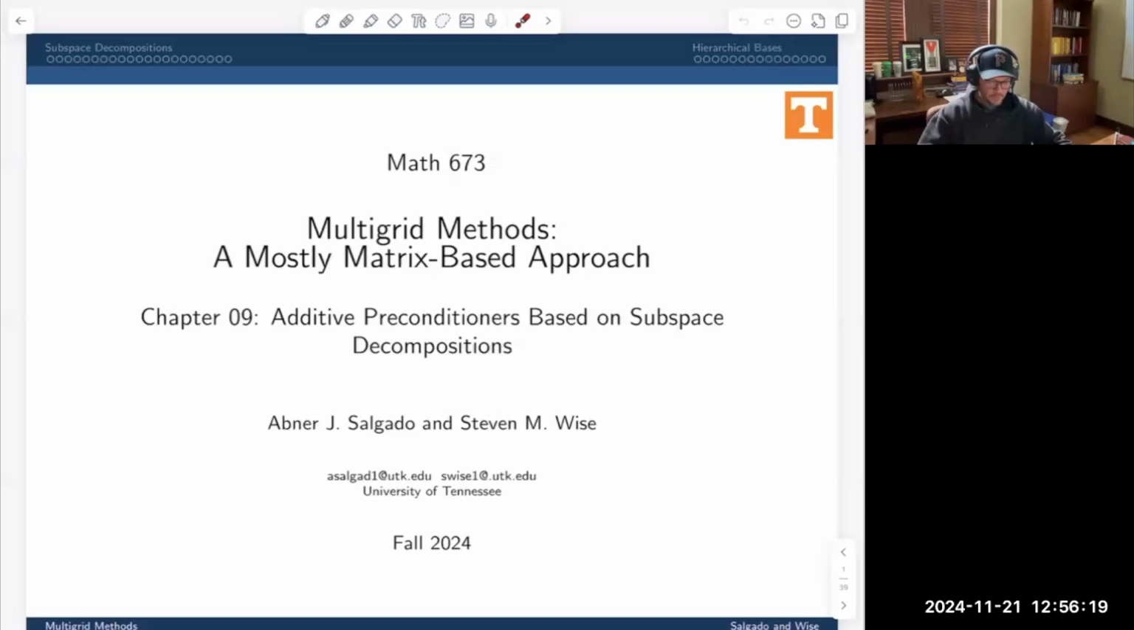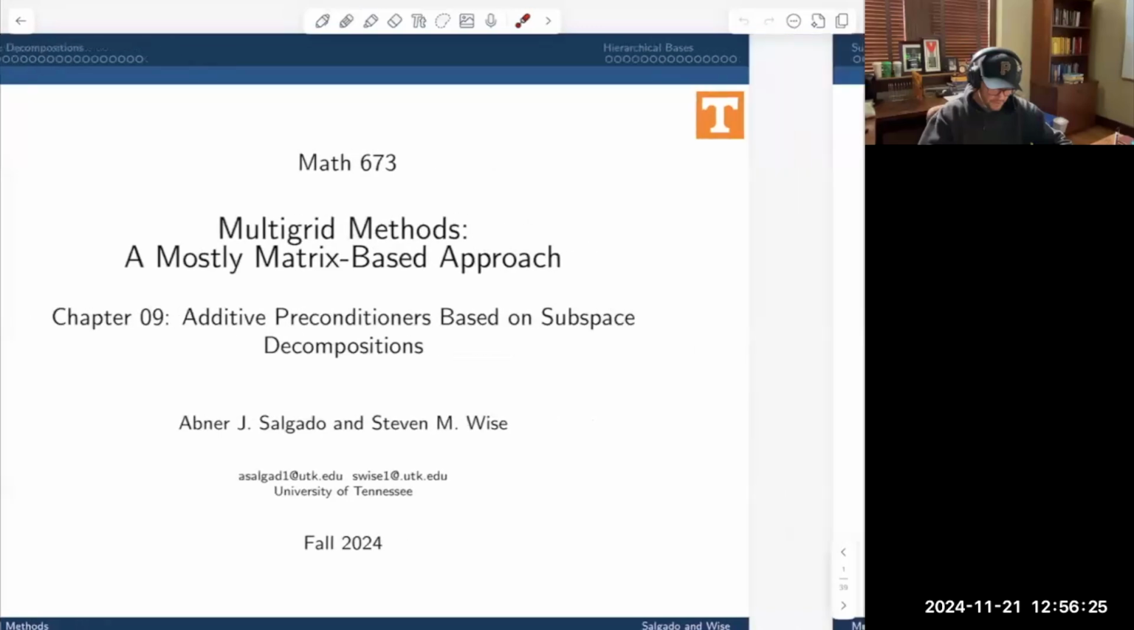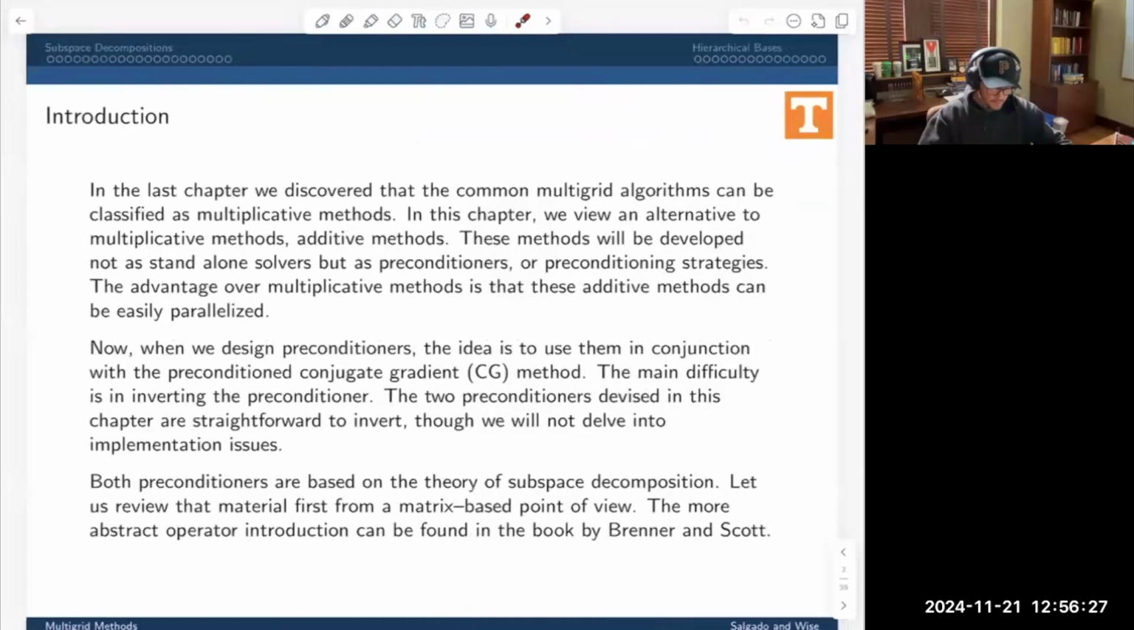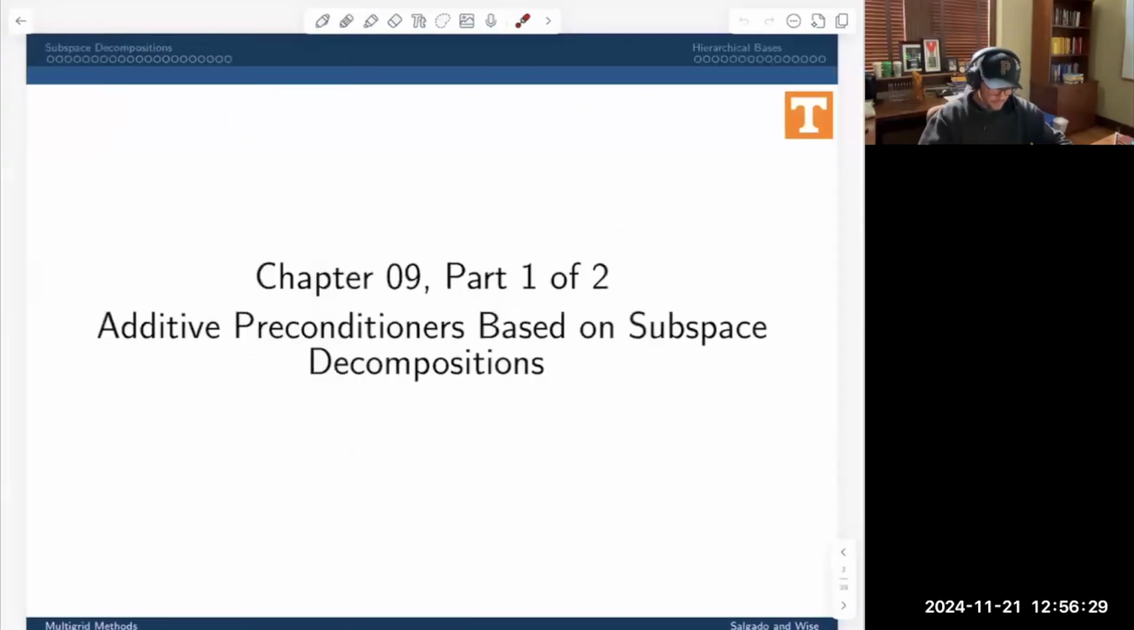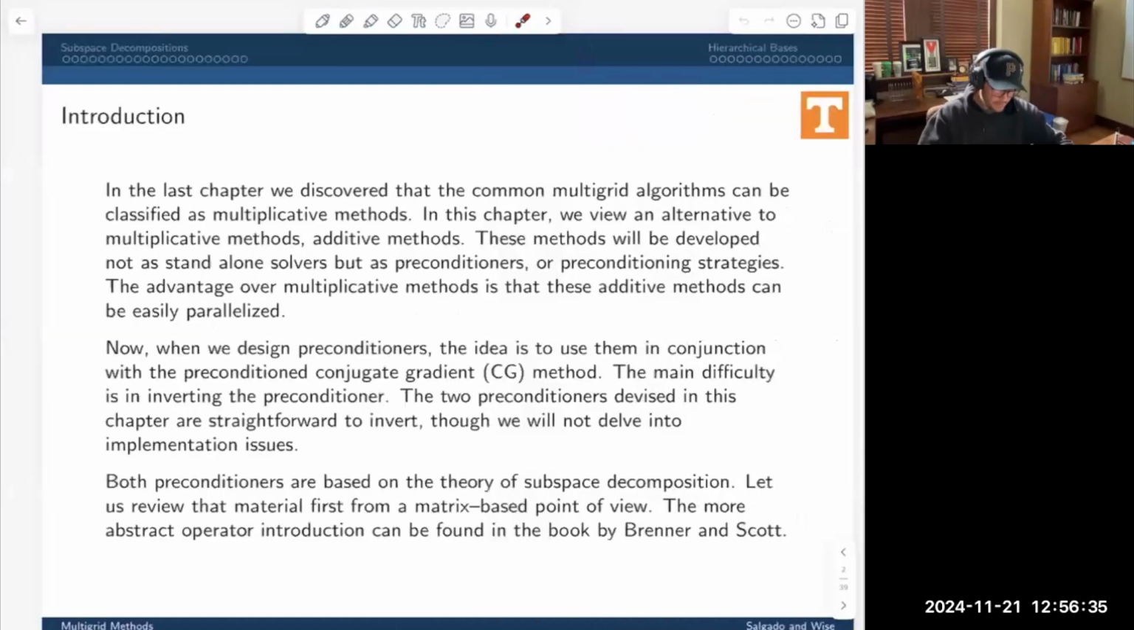Welcome back to Multigrid Methods. We're in Chapter 9, talking about additive preconditioners based on subspace decompositions. So we're in slide deck 1 of 2. I think I'd love to be able to finish this slide deck today, but we'll see what happens.